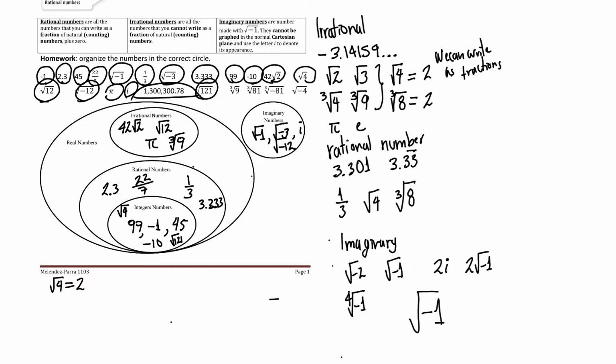In this case, it's an irrational number because the cube root of 9, if you plug it into a calculator, would give you an infinite decimal. Same thing with the cube root of 81, it is going to give you an infinite decimal. And the cube root of -81 is also an irrational number.